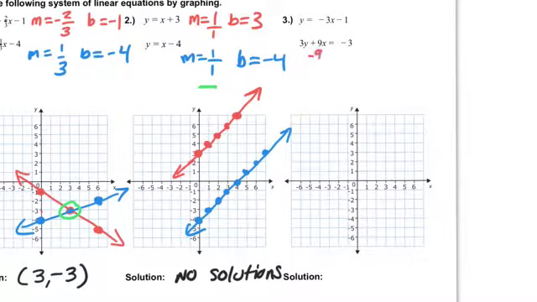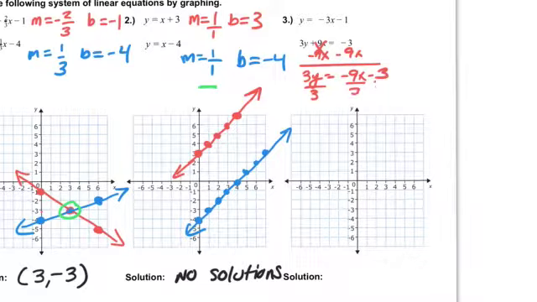So to do that, we're going to subtract 9x from both sides. When we subtract 9x from both sides, we get 3y is equal to negative 9x minus 3. And if we divide all of these by 3, we will have the equation in slope-intercept form, and it'll be y is equal to negative 9 divided by 3 is negative 3x, and negative 3 divided by 3 is negative 1. So we're looking at y is equal to negative 3x minus 1.